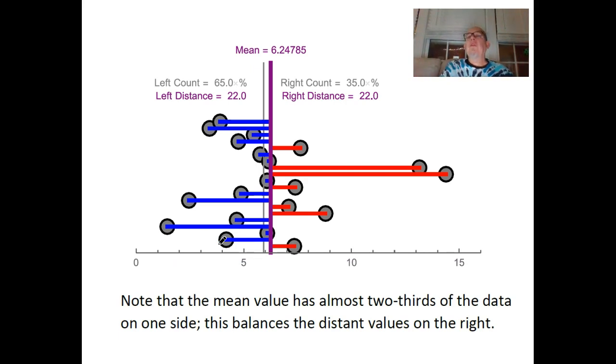But you can see that the balance point is not necessarily the middle point, the point where half of the data is on one side and half the data is on another side, where we're doing counts. In this case, we got 60 percent, almost 2/3 of the data points are over on the left of the mean.